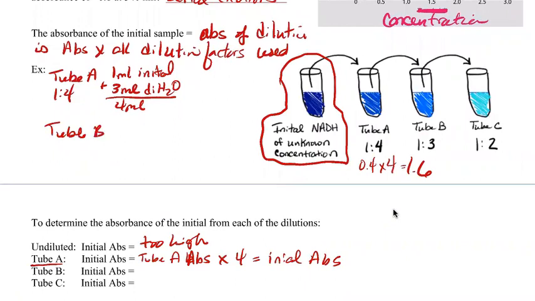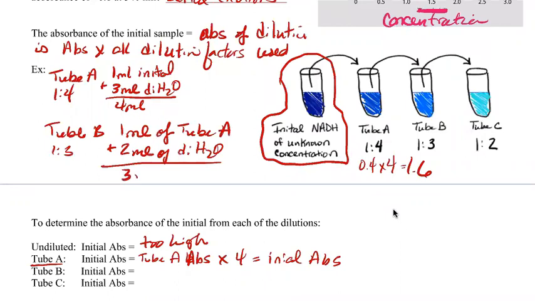So let's talk about tube B. Tube B, I'm doing a 1:3 dilution, right? So what's a 1:3 dilution? You have to do 1 ml of, oh, but this is a serial 1:3, right? So it's 1 ml of tube A plus 2 ml of DI water. So I'm going to get a total of 3 ml. So that's my 1:3 dilution.